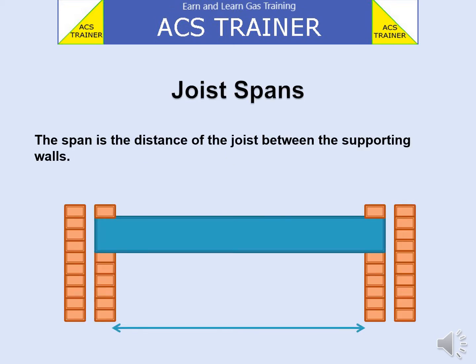Joists play an important part in supporting floors within a house. Gas engineers, plumbers and electricians often need to run pipes and cables through them. Every time a notch or hole is cut into a joist, it weakens it. Because of this, there are regulations in place to prevent weakening any joist to an extent that it could collapse. Joists generally span from supporting wall to supporting wall, as can be seen.